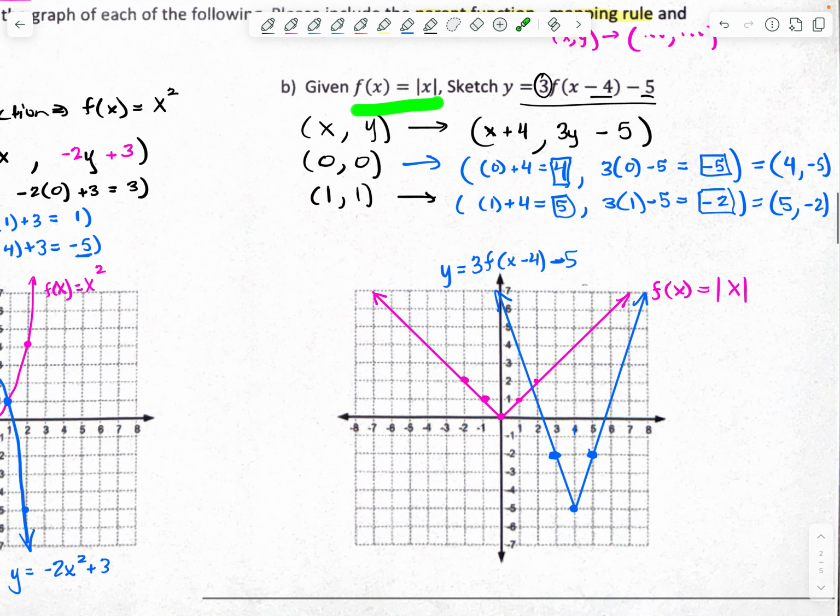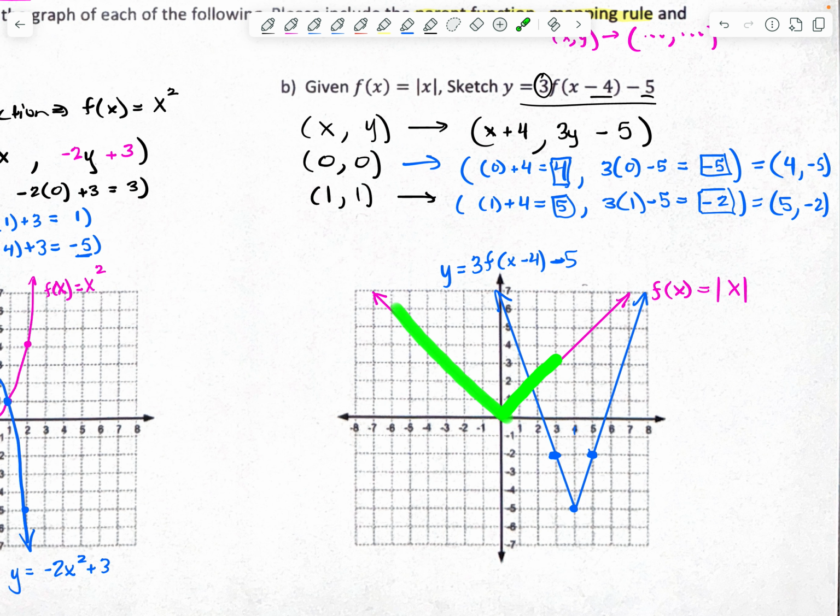This is the absolute value function. This is the characteristic V shape right here. So it's just 0, 0, 1, 1, 2, 2, and then the opposite, -1, 1, -2, 2, and it looks like that with that arrowhead.